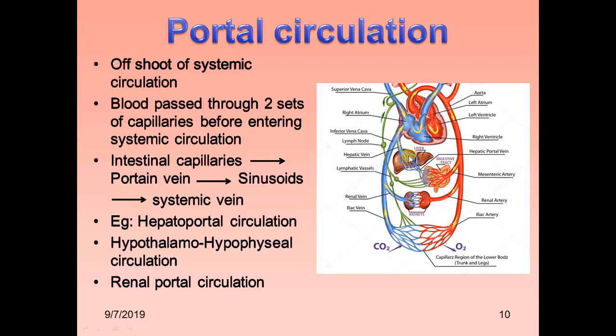Then another set of capillaries. Here we don't call them capillaries because they break into something called sinusoids inside the liver, and ultimately the hepatic vein is formed, which transports this venous blood into the inferior vena cava. So this is about the portal vein in the intestine.